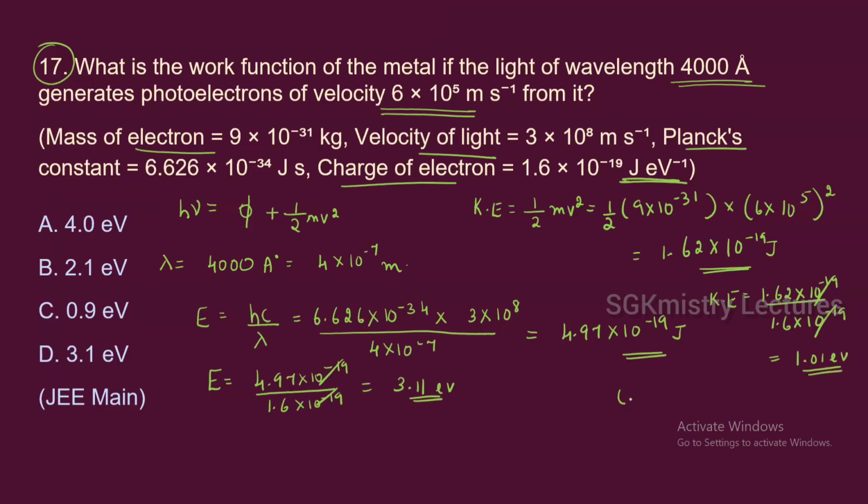So finally, we need to find what is phi. So energy minus kinetic energy. We have energy that is 3.11 and then we have kinetic energy that is 1.01. So you get the answer 2.1 electron volt. So we have option B as the right answer.